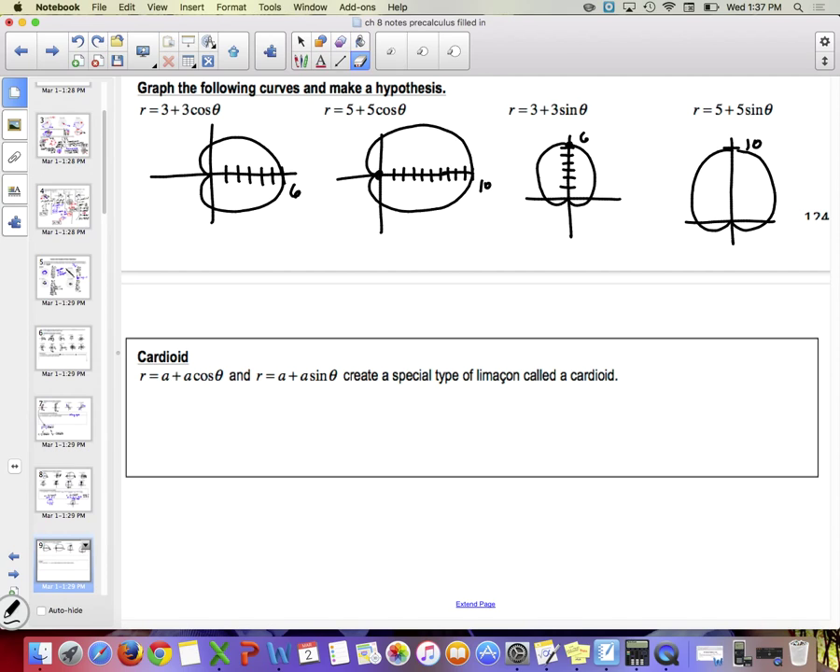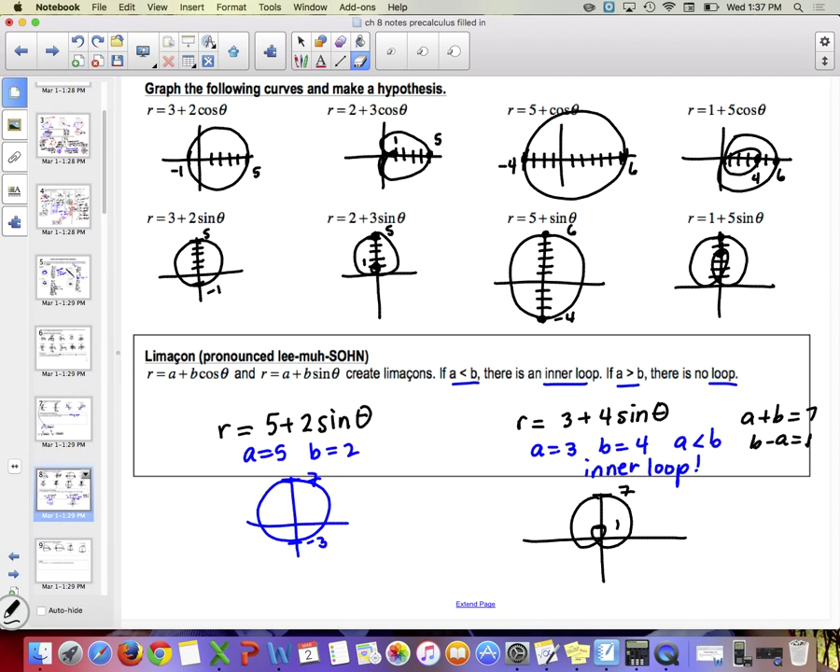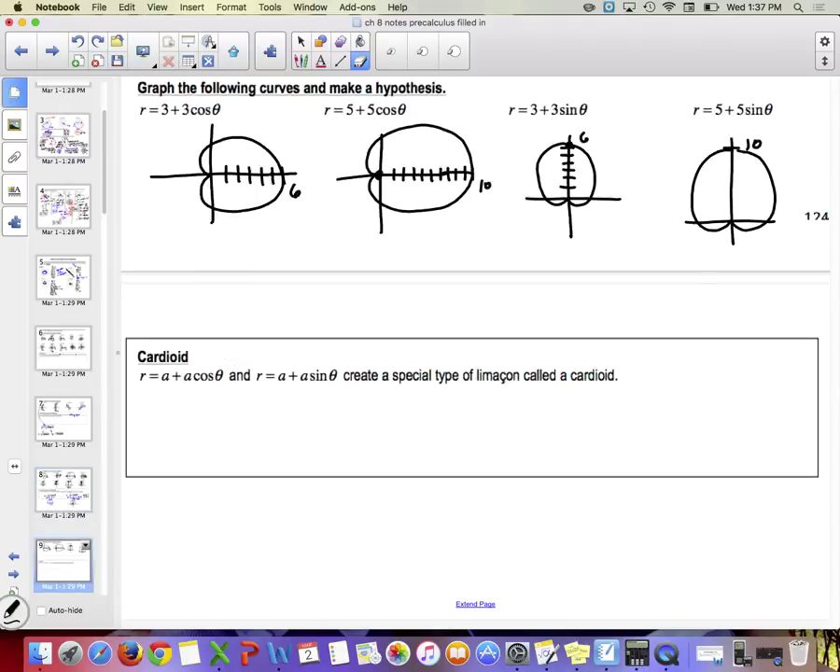Do you guys see what's different about this one? What makes it not a limacon, which technically it kind of is? The A and B values are the same. So if you subtract those two, you get a 0. So your loop is of size 0, basically. There is no loop. Instead it just goes to a little point there. Do you all see that? Same kind of thing.